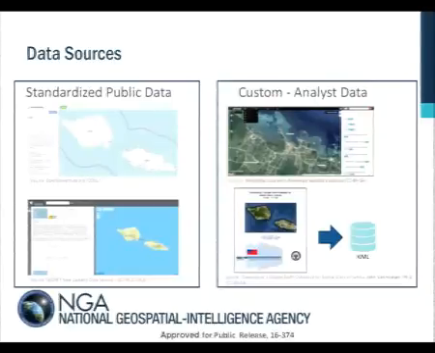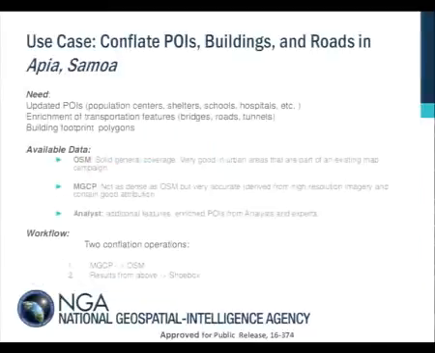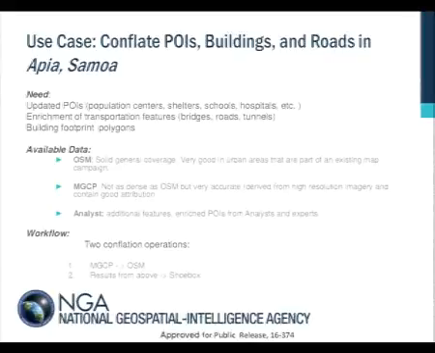But that's all fairly easy to deal with. So in this particular use case, our need is to have updated POIs, enriched transportation features, bridges, roads, tunnels, and building footprint polygons. Our available data: OSM, as I mentioned, and MGCP, not as dense as OSM, but very accurate.